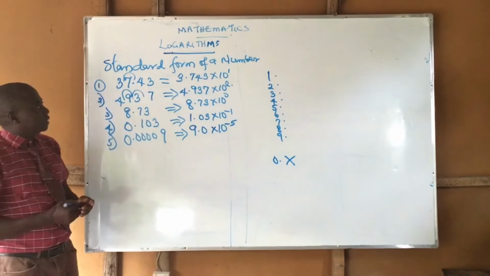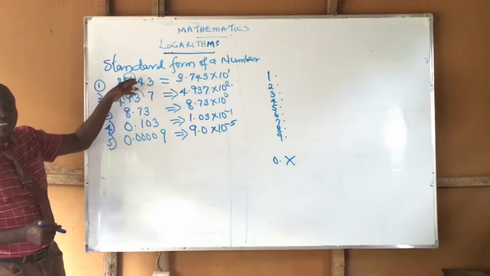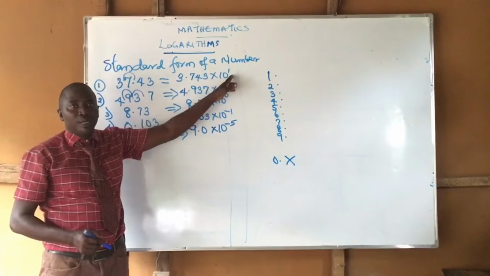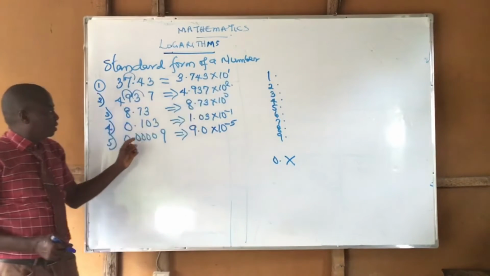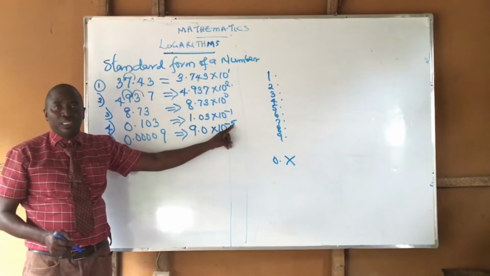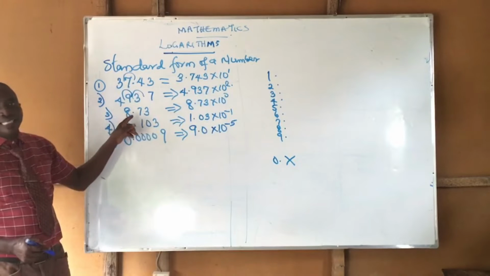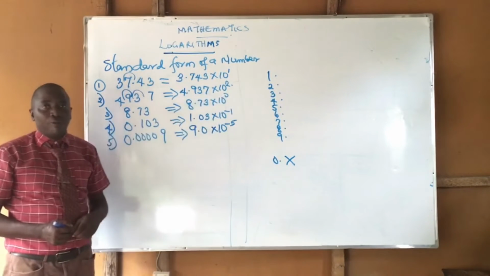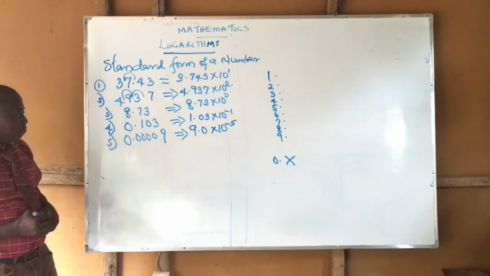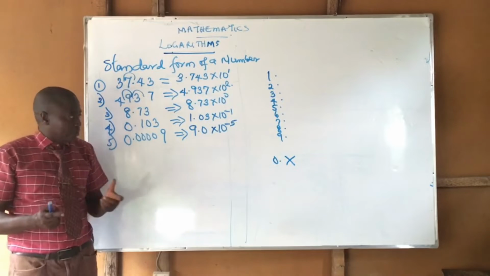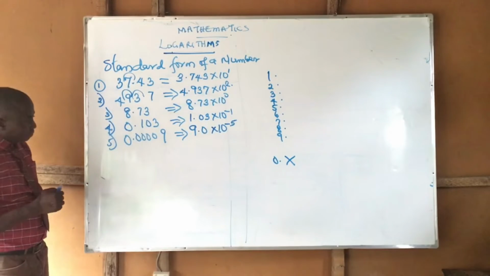Take note, when the decimal point is being shifted backward, it will be positive, the number of times you have shifted it. And when it is shifting forward, it will be negative, the number of times you have shifted it. And when you neither shift backward or forward, it will be times 10 raised to power 0. That is the standard form. But bringing the standard form to logarithm, let us now see the exercise.